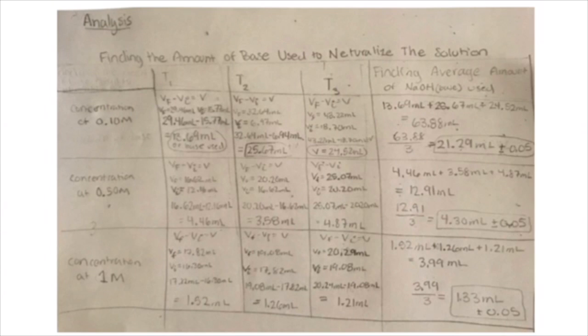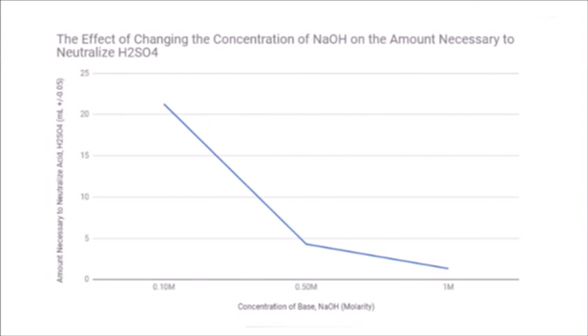This next part of the calculation shows how we subtracted the final volume from the initial volume to get the amount of base used. We averaged each trial together in order to find the average amount of base used. The graph for our experiment shows a downward trend. As the concentration of base increases, the amount of base used to neutralize the acid decreases.